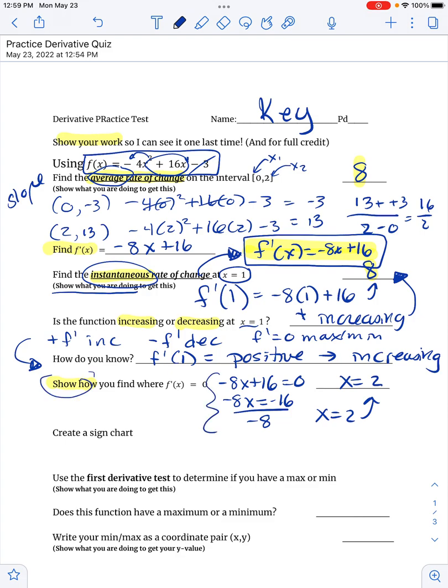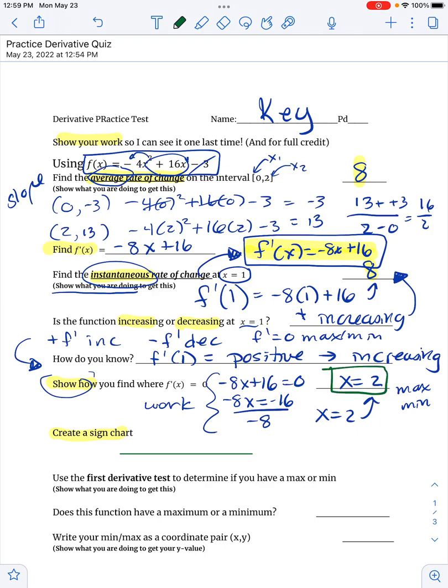So show how refers to this work, and then the question's actually asking, where is that going to equal 0? Because that's identifying either my max or min. So now I'm going to figure out where that is. It's kind of just leading you right through the process because the next part says, go ahead and make a sign chart. If you don't know what a sign chart is, you've got to figure it out, because I don't want you to ask me during the test, because I'm going to say, you've got to figure it out. And I'm going to feel bad.